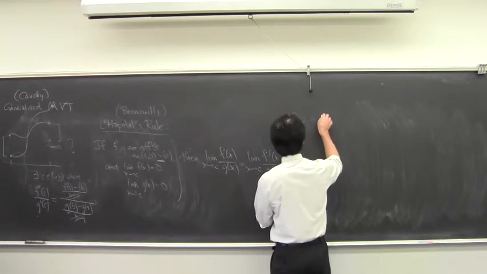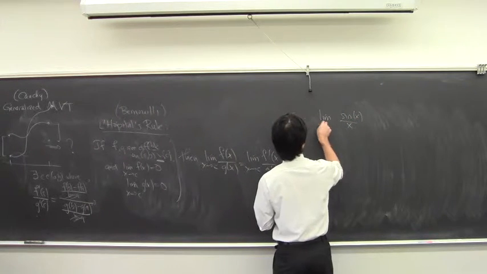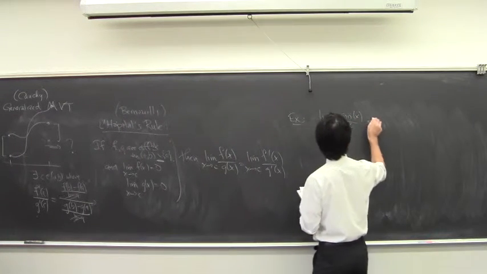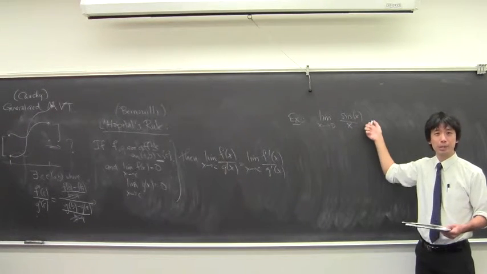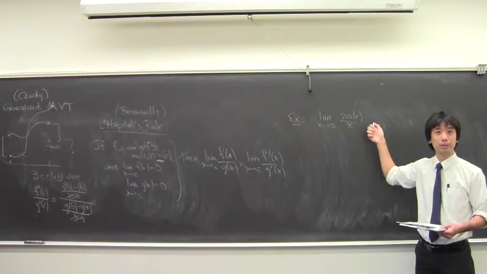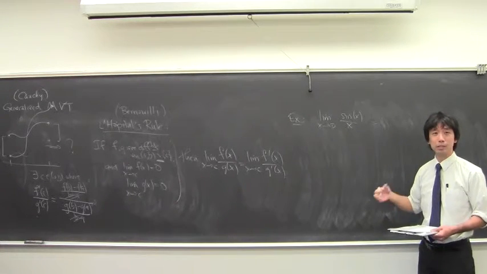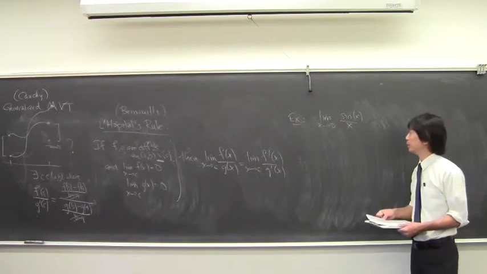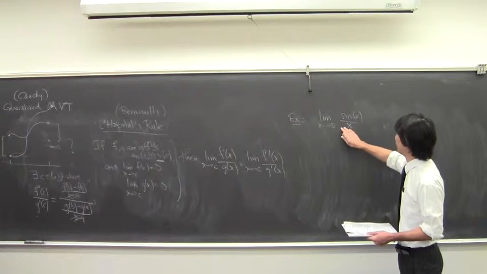So for example, here's a simple one that we've seen before in a few ways. The limit of sine x over x. We saw this before, what is this? It's 1, right? We know this is 1. We did this using the squeeze theorem, and maybe in some other way as well. I don't remember. But now we're doing it another way.